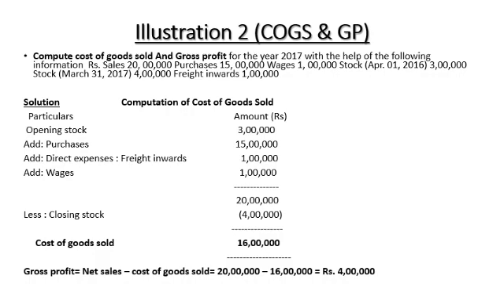Now all the direct expenses like wages and freight inward are added. After making the additions, the closing stock will be deducted. The closing stock is given as 4 lakh. So the answer is that the cost of goods sold is 16 lakh.